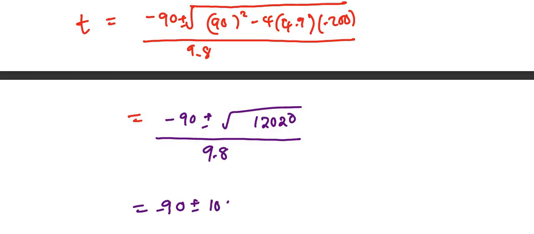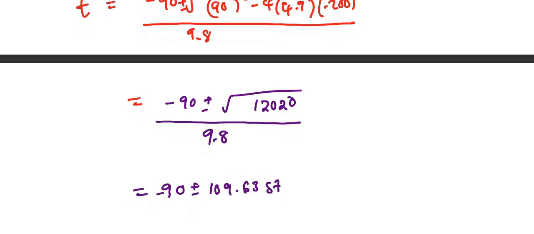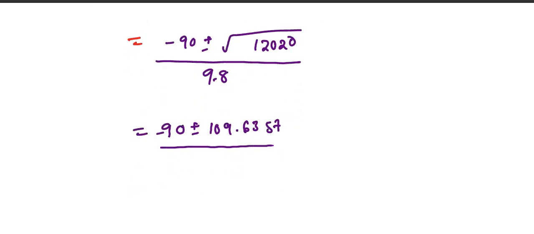That's 109.6357, then we have 9.8, and this is equal to t. So we're having negative 90 plus 109. So we'll just say our previous answer minus 90, then divide it by 9.8. The first answer we're getting that makes sense is 2 seconds.